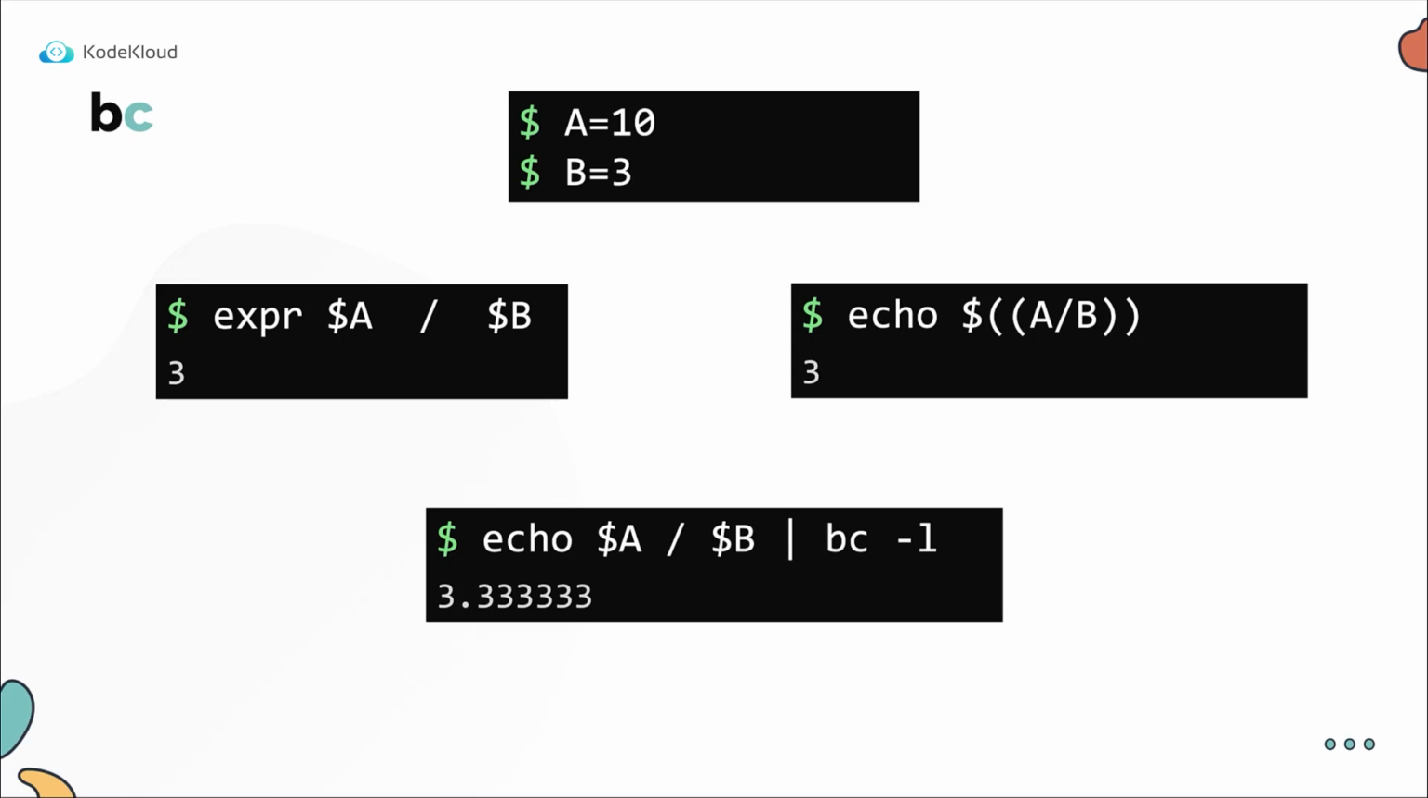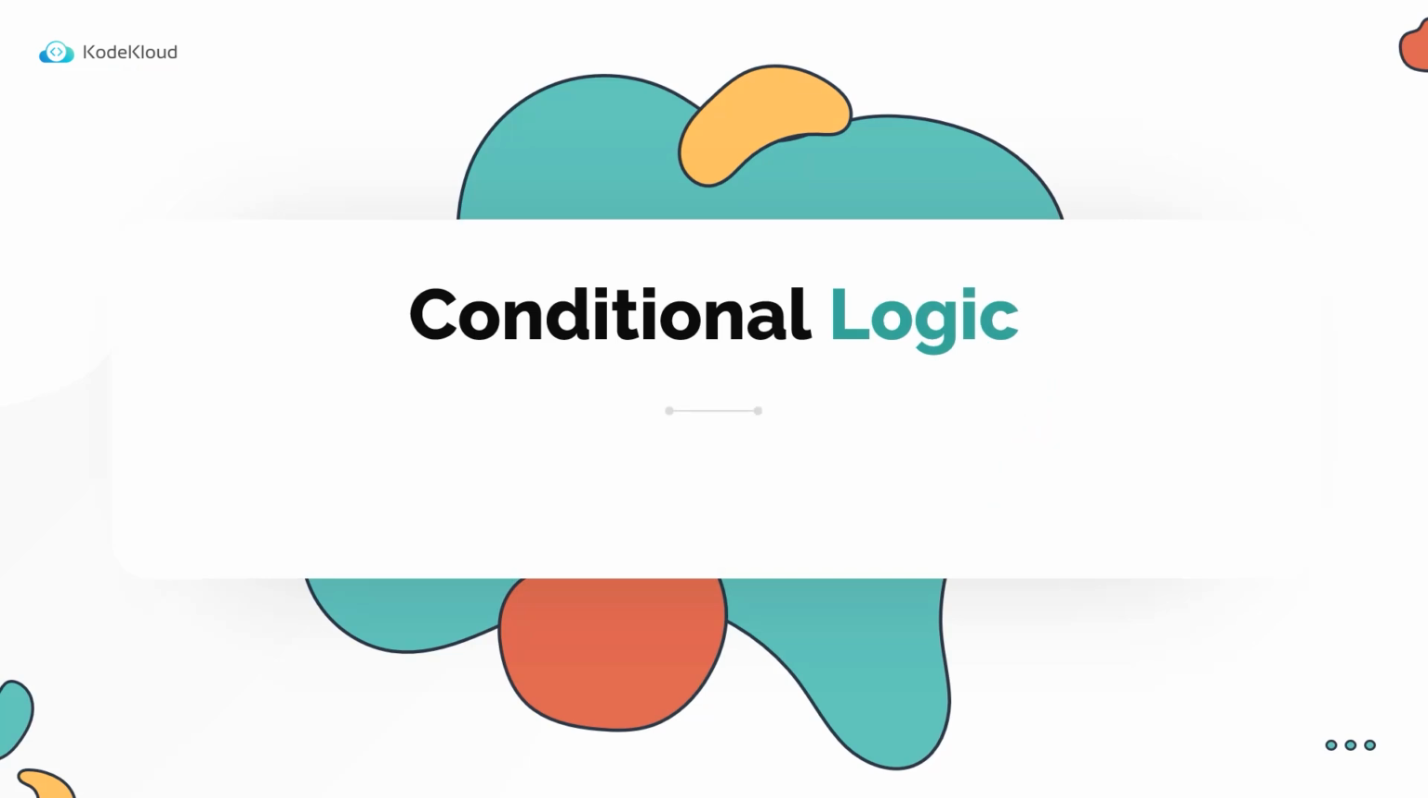It works as a basic calculator in Linux. It works in an interactive mode by default where you type in an expression and it outputs the results. However, you can feed input to it using echo and the pipe character like this. Note that you must use the -l option for the utility to generate floating point results. Let us now look at conditional logic in shell scripts.